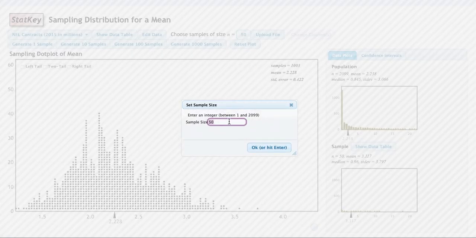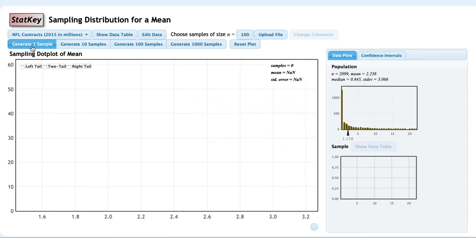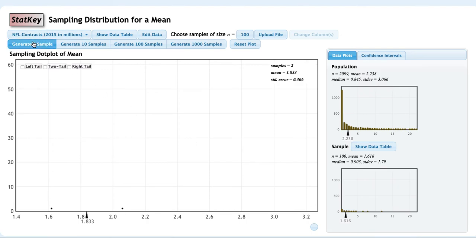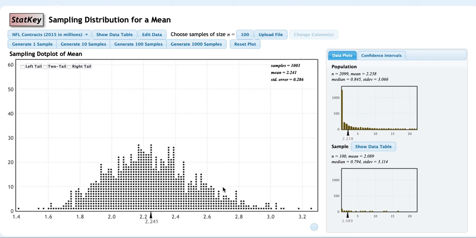And we can keep going. We could do size 100 if we wanted to get even bigger. So we'll generate a sample, plot the average of 2.05, plot the next average of 1.616. The next one is 2.296. So these are averages of samples. These are not individual NFL contracts. These are averages of samples. And so we plot it overall. Notice now it's even less spread out. It only makes it to 3.2.